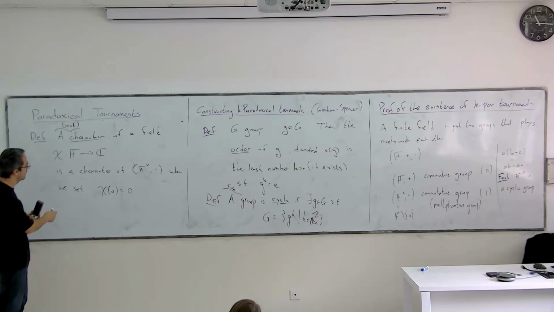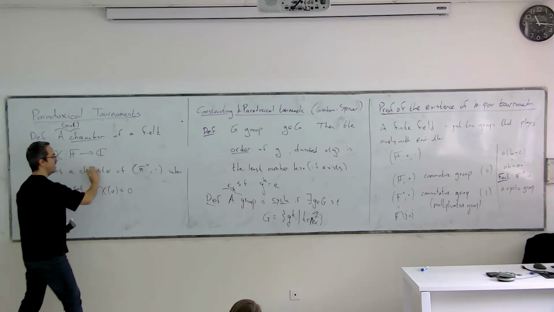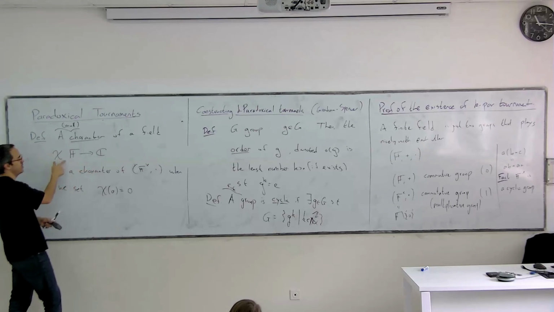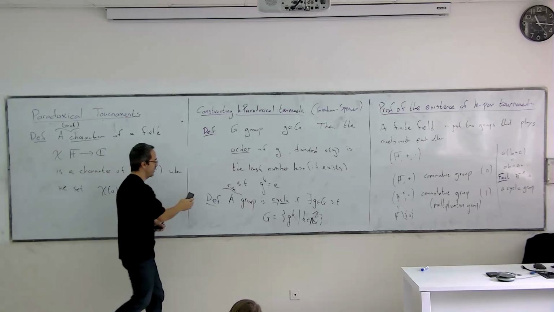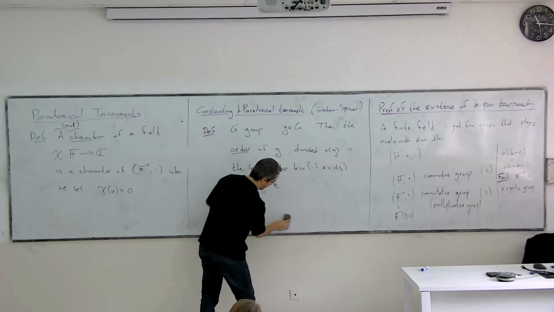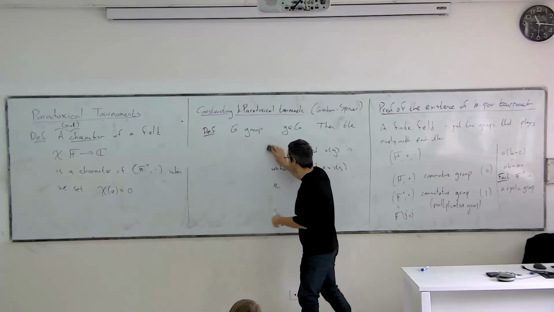When I'm saying that, I mean that chi actually is an extension of a character that goes from the multiplicative group of F to the multiplicative set.